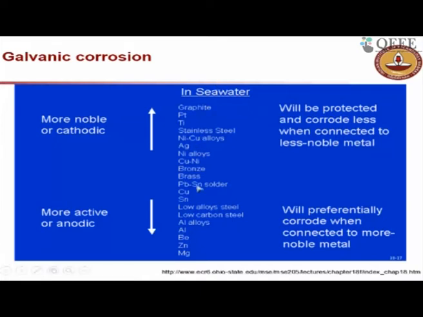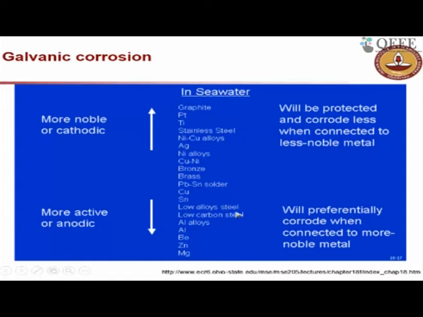So this is a table which we can see, and at the top of this table you see more noble materials. As you go to the bottom of the table, you see more and more active materials, or materials which can corrode very easily. So for example, you have magnesium here, zinc here. Zinc is also used, and magnesium. These can corrode faster, or are more vulnerable to corrosion, than steel.